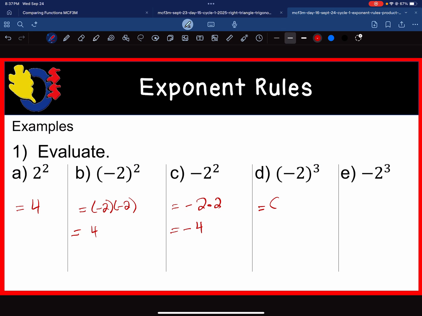Part D, so we have -2 times -2 times -2. And since we have an odd number of negatives, our answer is going to be negative, and then 2 times 2 times 2 is 8. Part E, so this is similar to part C, so the negative is in front. Then we have 2 times 2 times 2. So we get -8.